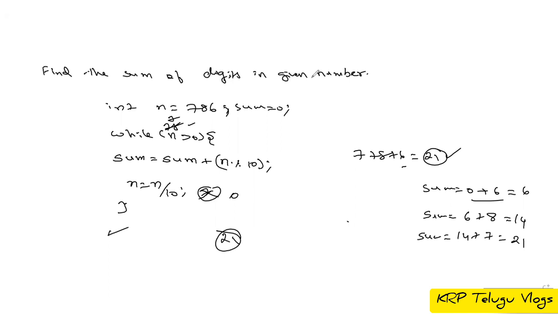Can I erase? Yes, sir. Okay. So now how can we write a code? So write main, int n is equal to 786. So int sum is equal to 0.